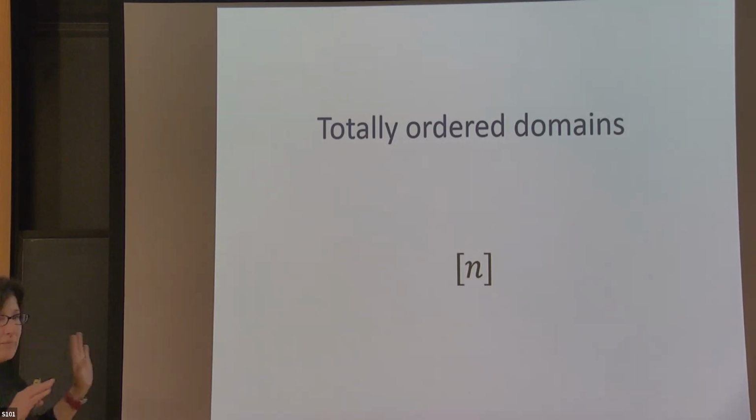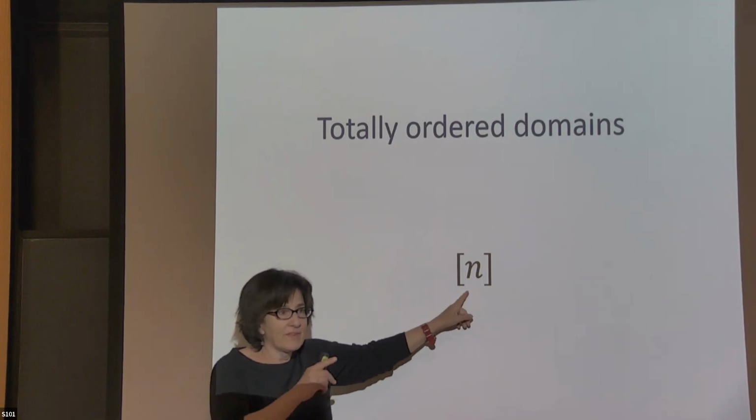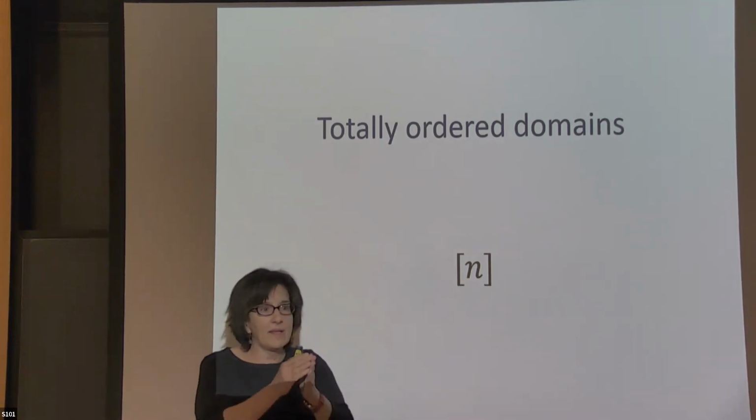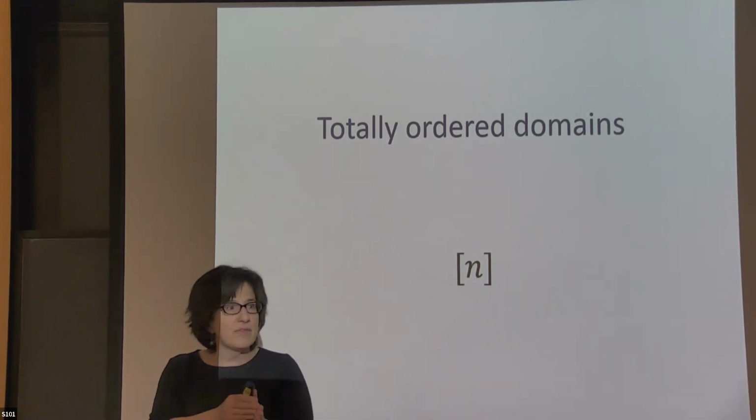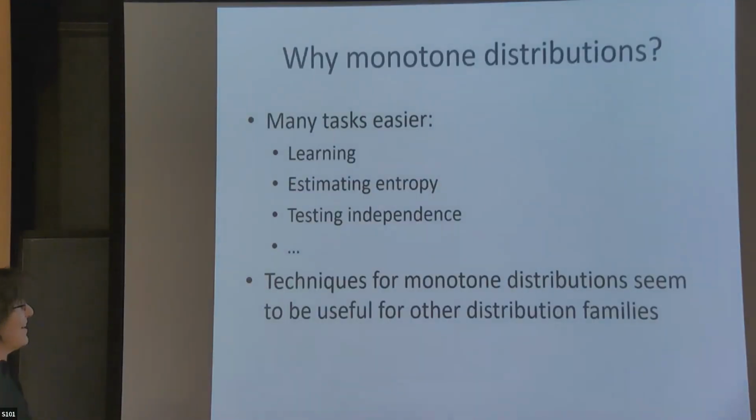That was for arbitrary domains, but I want to now focus on these domains that you asked about earlier, the domain that's completely ordered. The numbers, the integers 1 through n. Okay, so these are totally ordered. I want to focus on monotone distributions. And why monotone distributions? Because they make a lot of tasks easier.